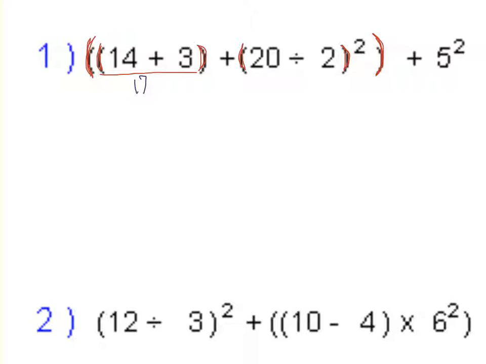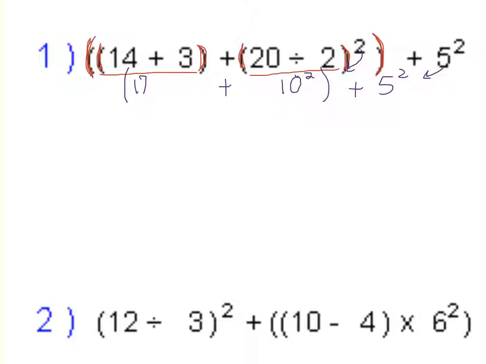I'm going to go over here and do this one next, 20 divided by 2, and that is going to give us 10. I'm going to bring down my plus sign. Now these parentheses are still here, and this squared is going to come down, so it's now 10 squared, and then the plus 5 squared is going to fall down as well. Okay, now I'm on a different step, so I'm going to change colors.